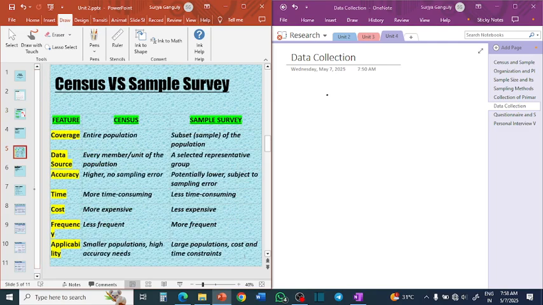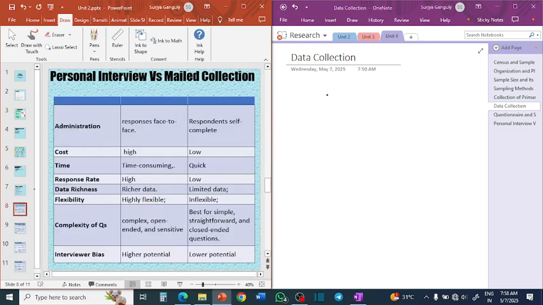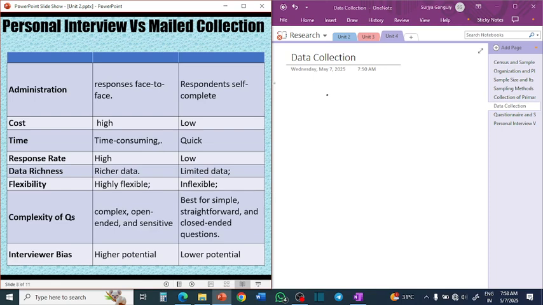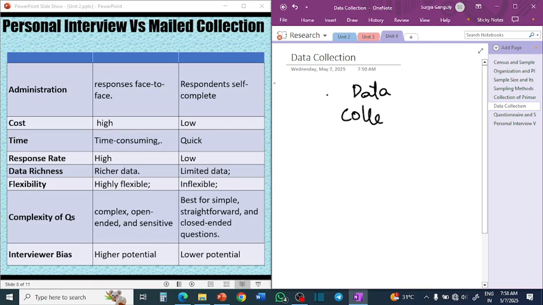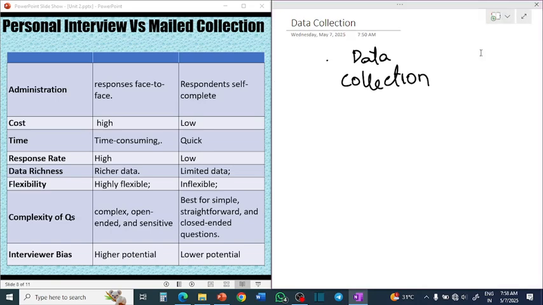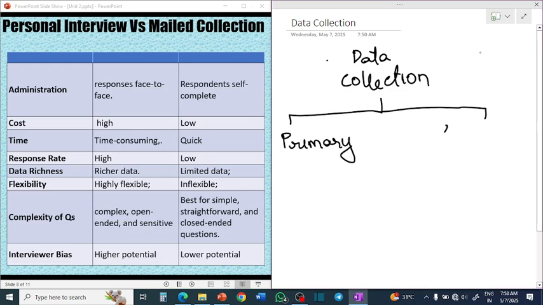So today we will start with data collection. Mainly there are two types of data collection. The first one is known as primary data collection, and the second one is known as secondary.